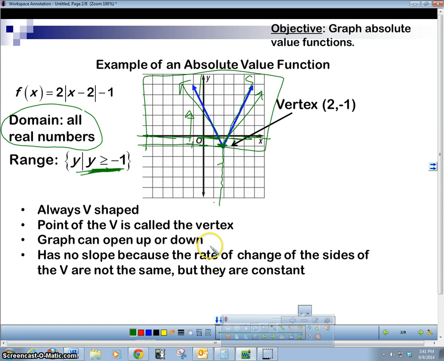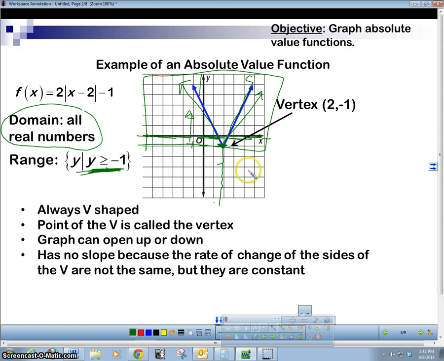We can't say it really has a slope because it goes down here, this would be negative, and then this would be positive. So since it's a V, it doesn't really have a constant slope. It has a slope here, and then it changes to a different slope here. So let me show you a trick on how to graph this.